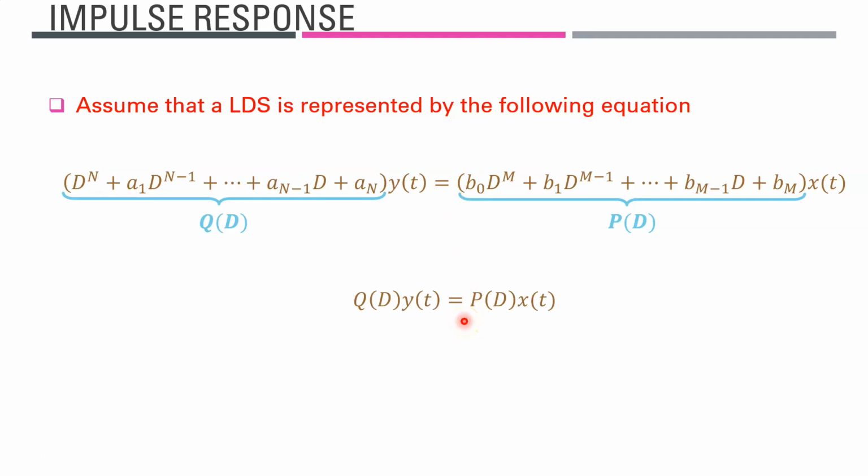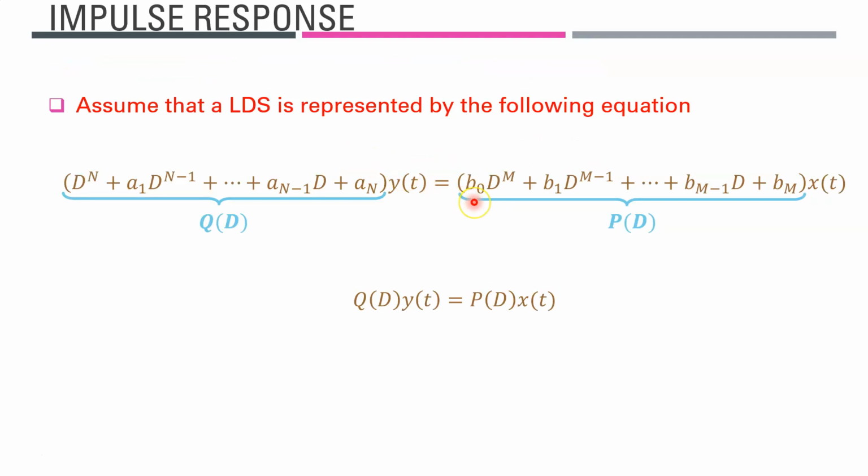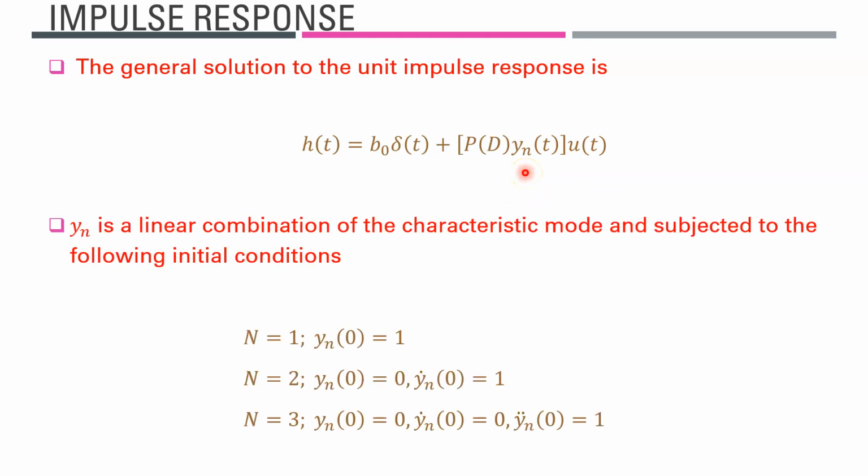Once we get this equation, we can get the general solution of the unit impulse response, given by the equation over here, where you have b0 times the impulse δ(t), plus P(D) yn(t) u(t). This b0 is the multiplier of the highest order of the derivative of the input signal. So this yn(t) is a linear combination of the characteristic modes and subjected to the following initial conditions.